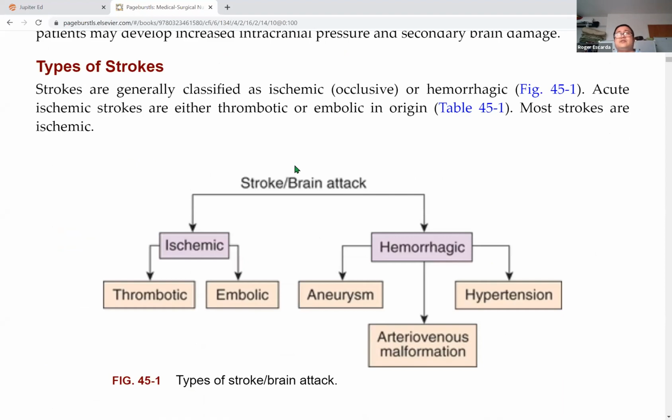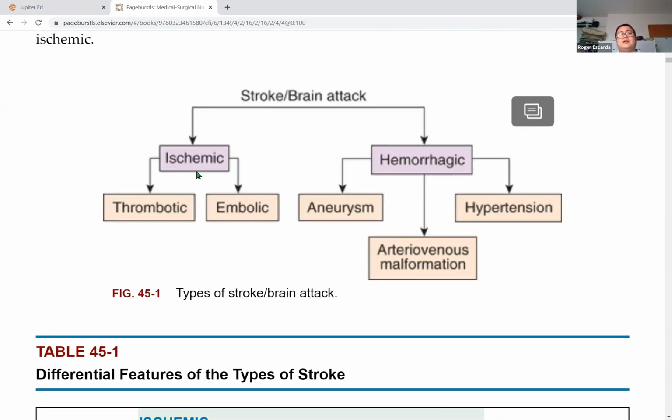There are 2 general types. We have ischemic and hemorrhagic. Ischemic has 2 further subcategories. Ischemic stroke can be thrombotic or embolic. Thrombotic meaning the problem, or the clot, or the atherosclerosis occurred in a cerebral artery.